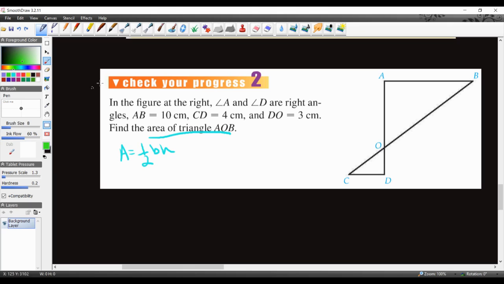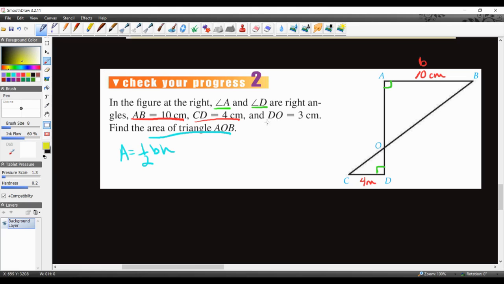So what we're going to do first is go ahead and label everything. It says that angle A and angle D are right angles. Okay? AB is equal to 10 centimeters. So this piece up here is 10 centimeters, which also happens to be the base. I'm going to put that up there. So this is 10 centimeters, and then CD is 4 meters. CD is this bottom one. This one is 4 meters.